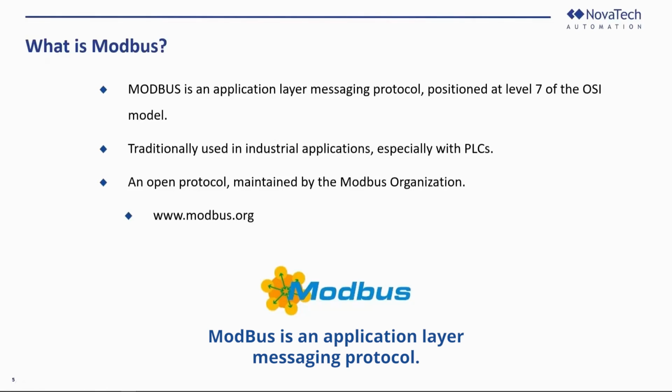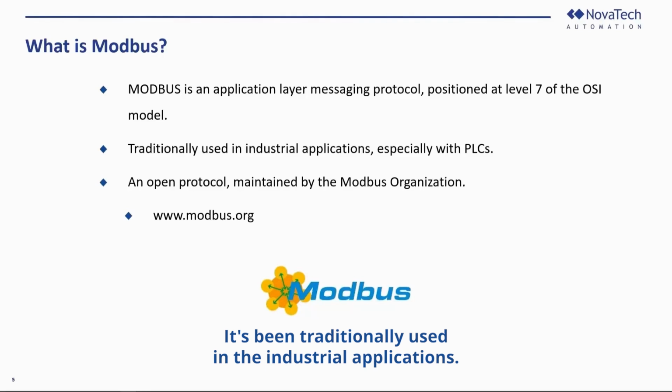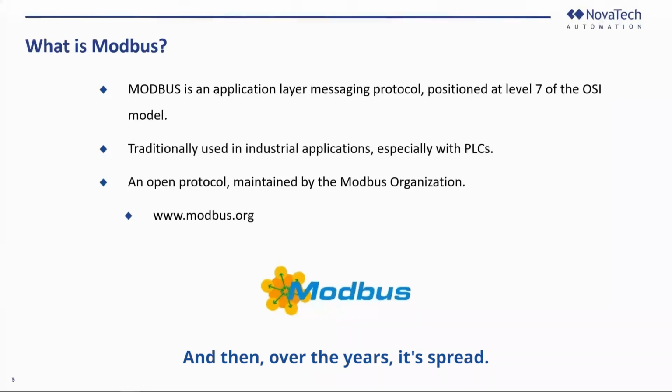ModBus is an application layer messaging protocol. It's layer 7, level 7 of the OSI model, the application layer. It's been traditionally used in industrial applications. It was created by Modicon specifically for PLC communications, and then over the years it has spread.